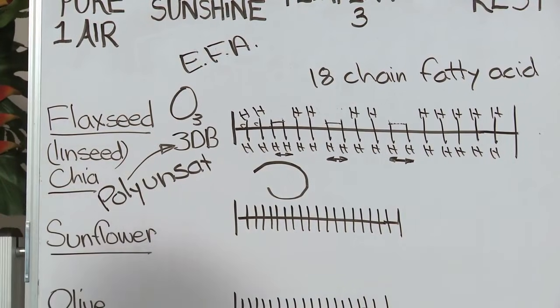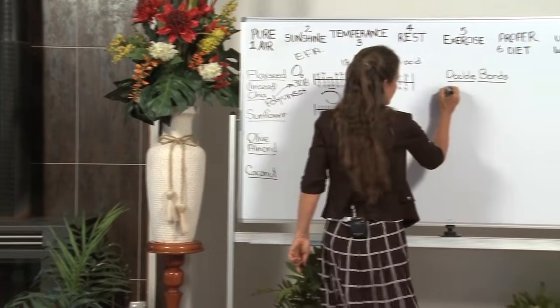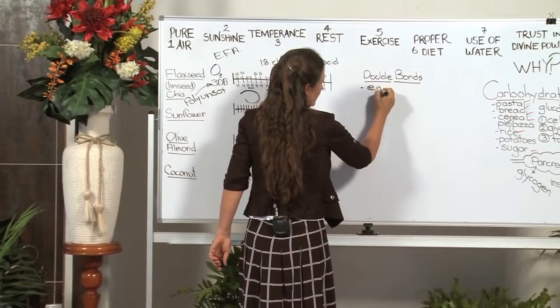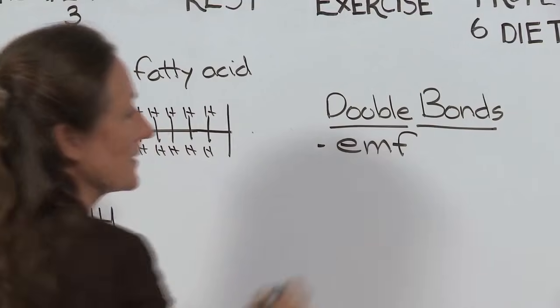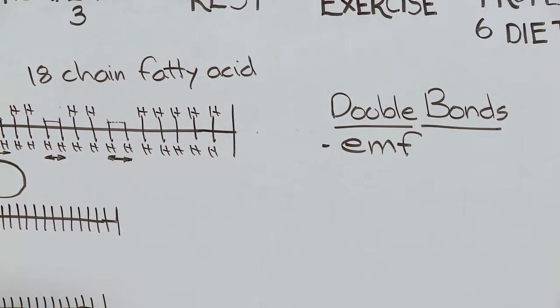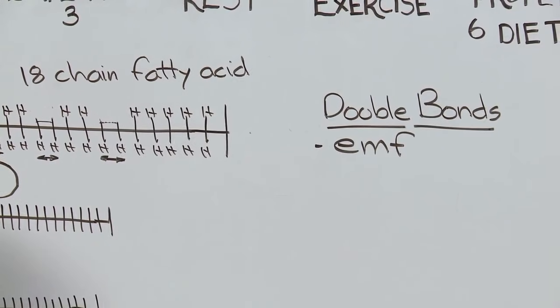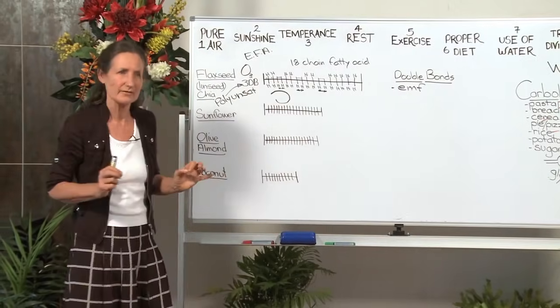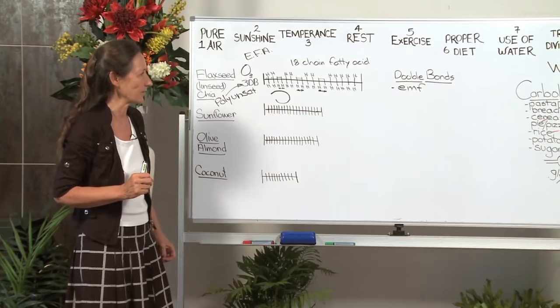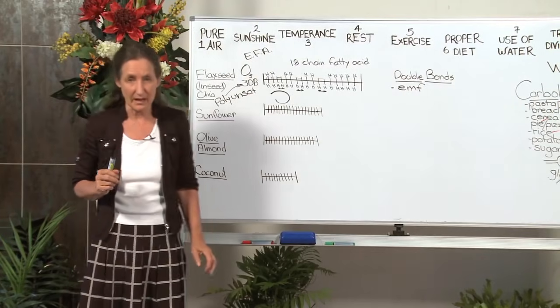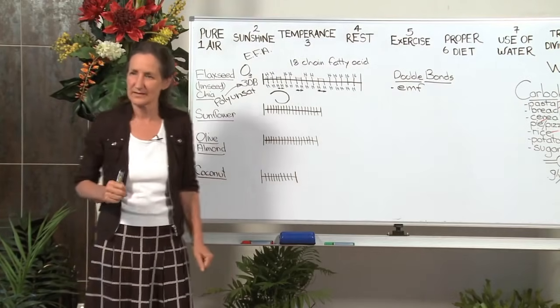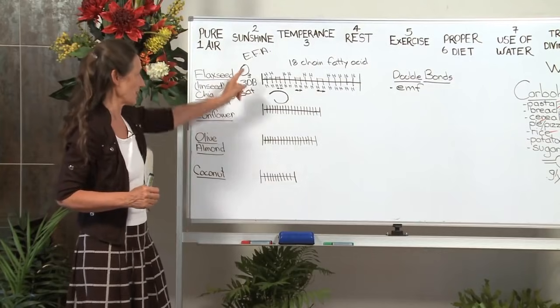Let's have a look at the effect of the double bonds in the body. They create an electromagnetic field. That's important for us because we are electrical people. There's a spark of electricity in every cell of the body. And specifically, our electrical system is our nervous system. So it's a great brain food.